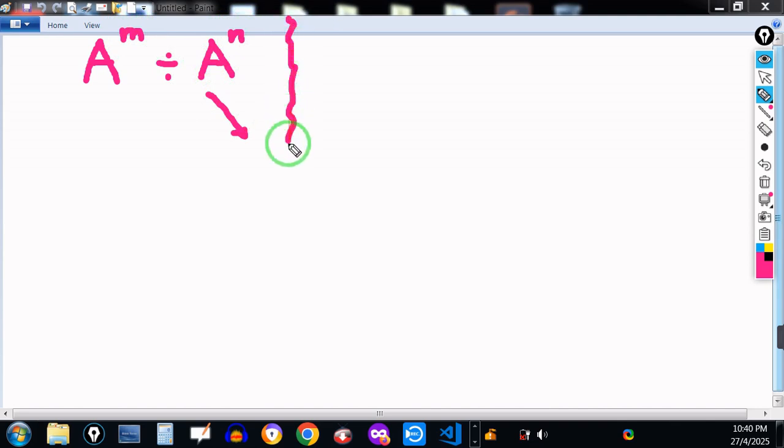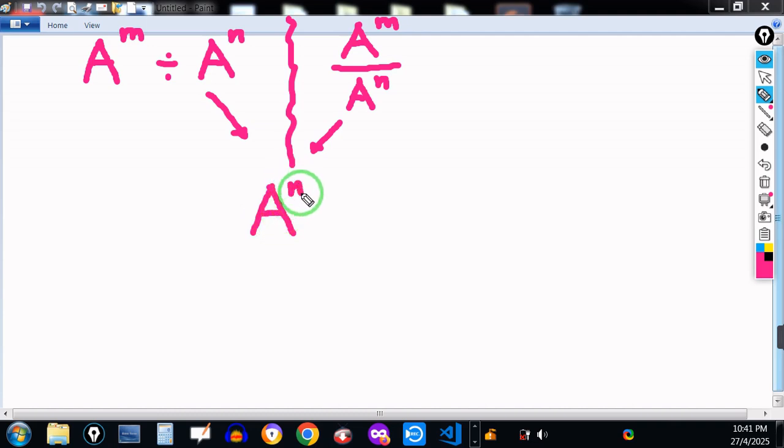For the next one, one is upstairs, the other one is downstairs, meaning a to the power of m is the numerator, whereas the next one is the denominator. The answers are definitely the same, meaning the answer will definitely be the first power. Of course, the base is the base, no doubt about that. The first power subtract the second power.